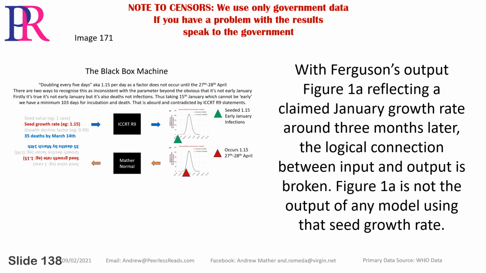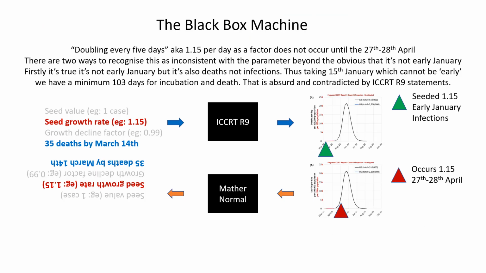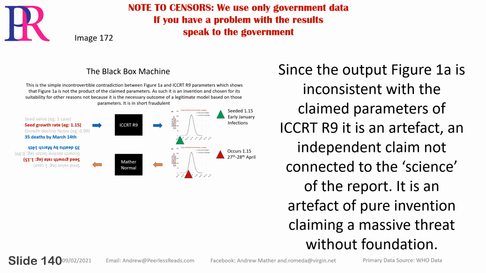With Ferguson's output figure 1a reflecting a claimed January growth rate around 3 months later, the logical connection between input and output is broken. Figure 1a is not the output of any model using that seed growth rate. Since the output figure 1a is inconsistent with the claimed parameters of ICCRT R9, it is an artifact, an independent claim not connected to the science of the report. It is an artifact of pure invention, claiming a massive threat without foundation.